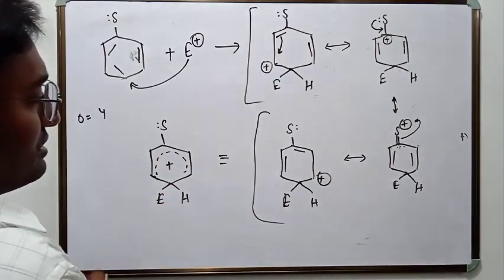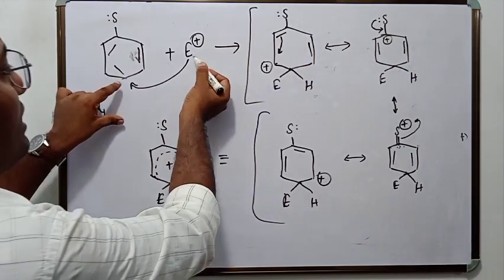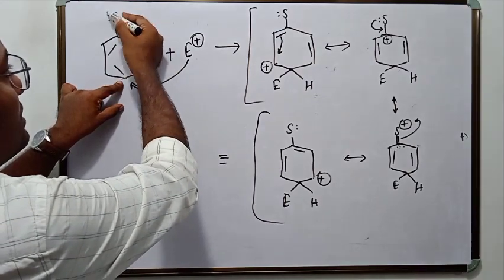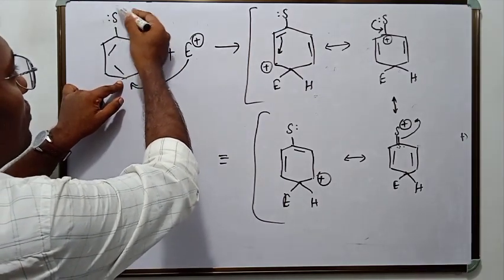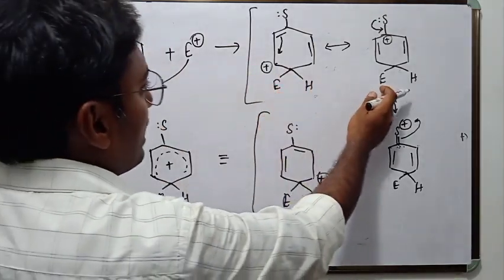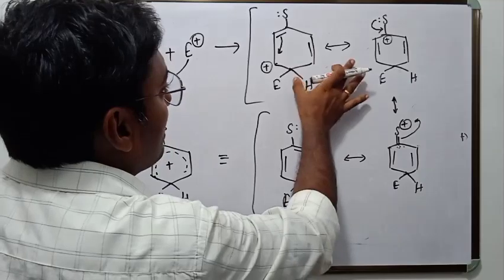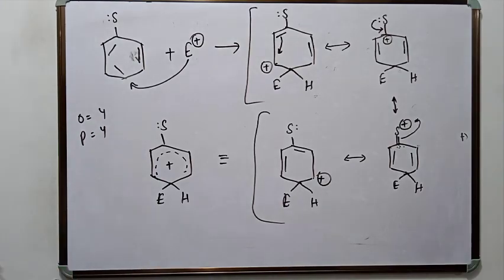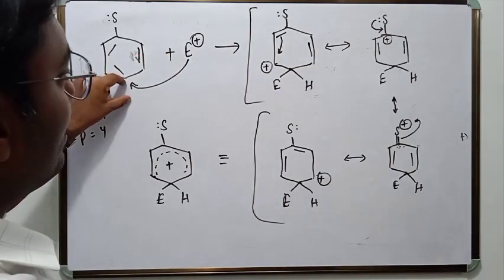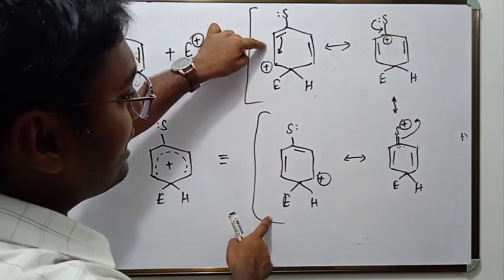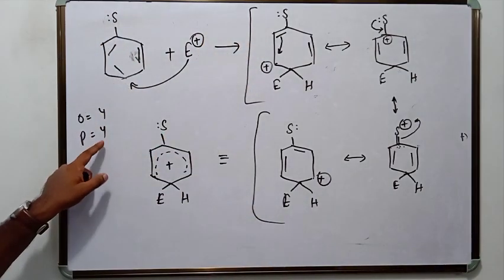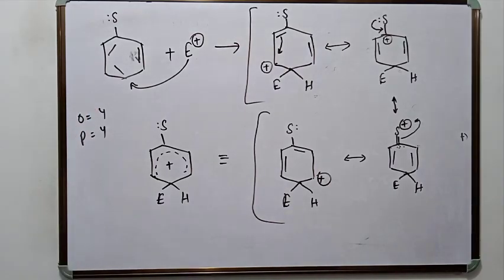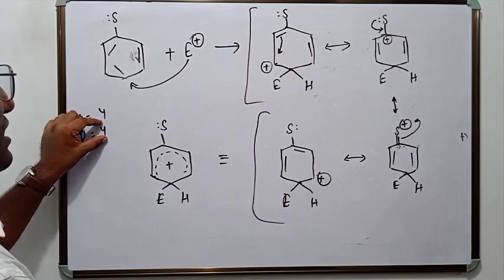Now when the electrophile attacks at the para position of the benzene ring, and the primary substituent linked to the benzene ring is an electron donating substituent, how many resonating structures of the carbocation are possible? Para has 4. Note this point. So para attack leads to a carbocation that has 4 resonating structures. Ortho attack leads to a carbocation that has 4 resonating structures. Para attack leads to a carbocation that has 4 resonating structures.